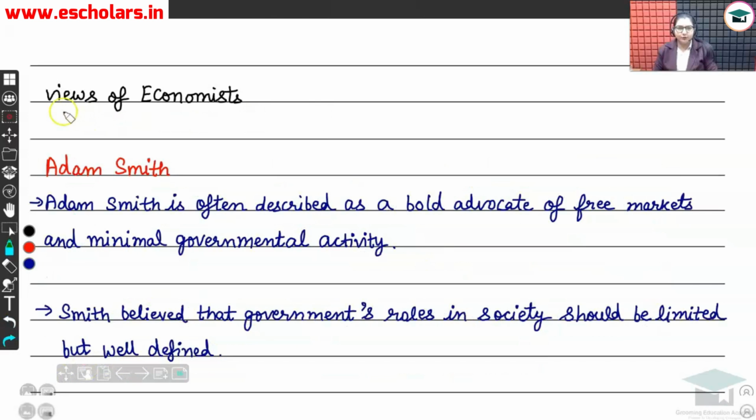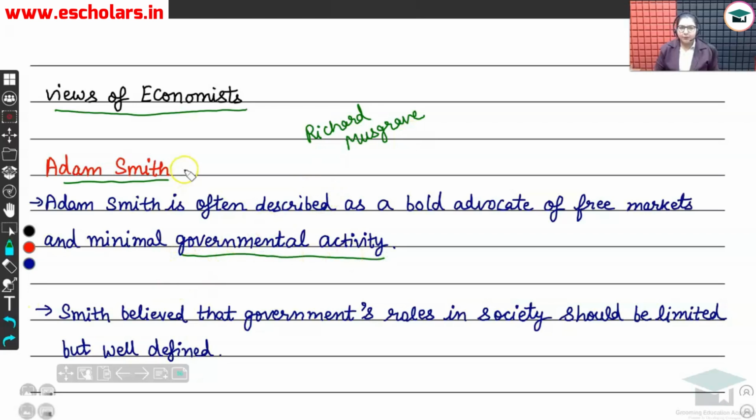Now students, we will go through the views of two economists, that is Adam Smith and Richard Musgrave, on the extent of the role of the government in the economy, basically on the desired extent of role of the government in the economy, or you can say the degree of desired governmental activity. Both of the economists had opposite thoughts on the degree of desired government activity in the economy.